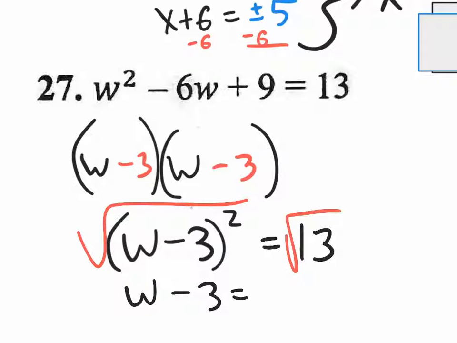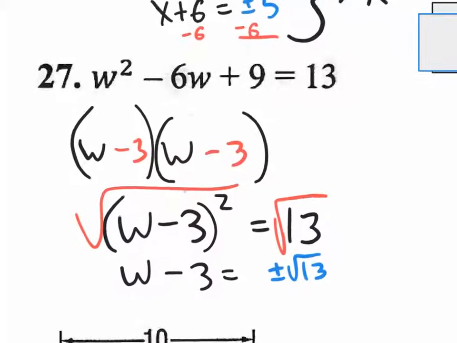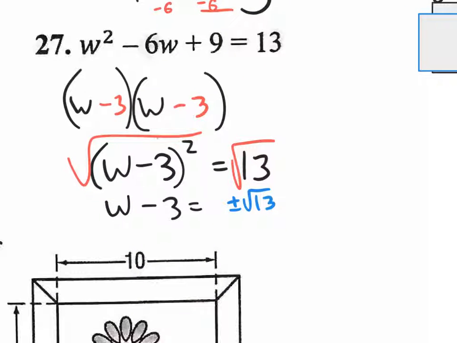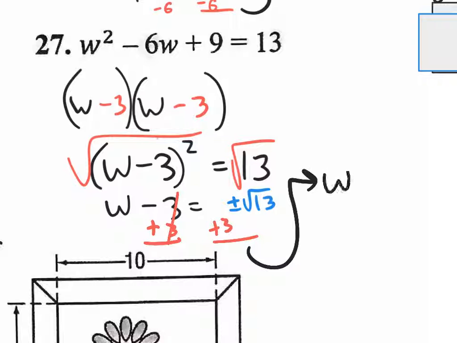The thing is, the square root of 13 is irrational, right? So we're just going to leave it as a square root of 13, but I still need to put that plus or minus right in front of that square root of 13. So I still need one more step to get W by itself. I'd have to add 3 here and add 3 over here. So my final answer is going to be W equals, we have this plus 3, positive 3. Let me put a positive 3 right there.